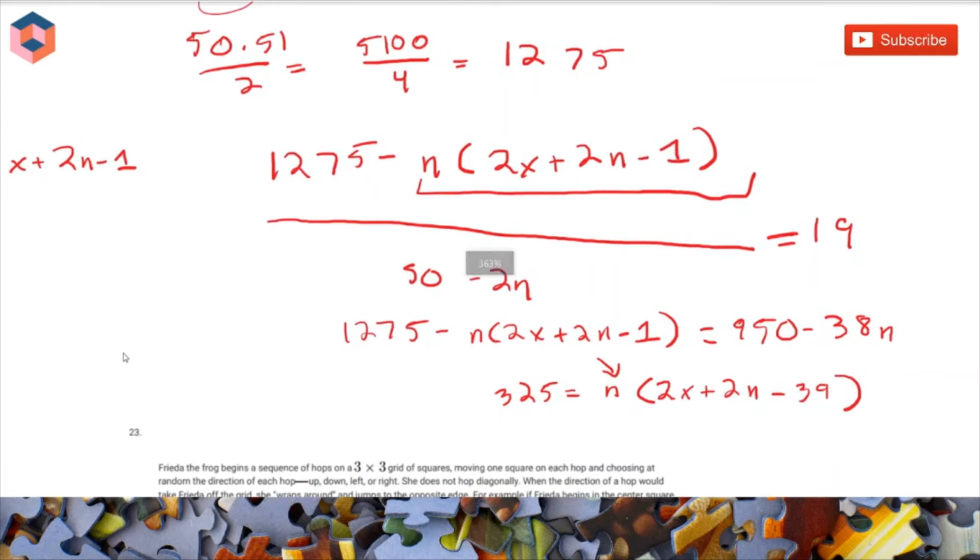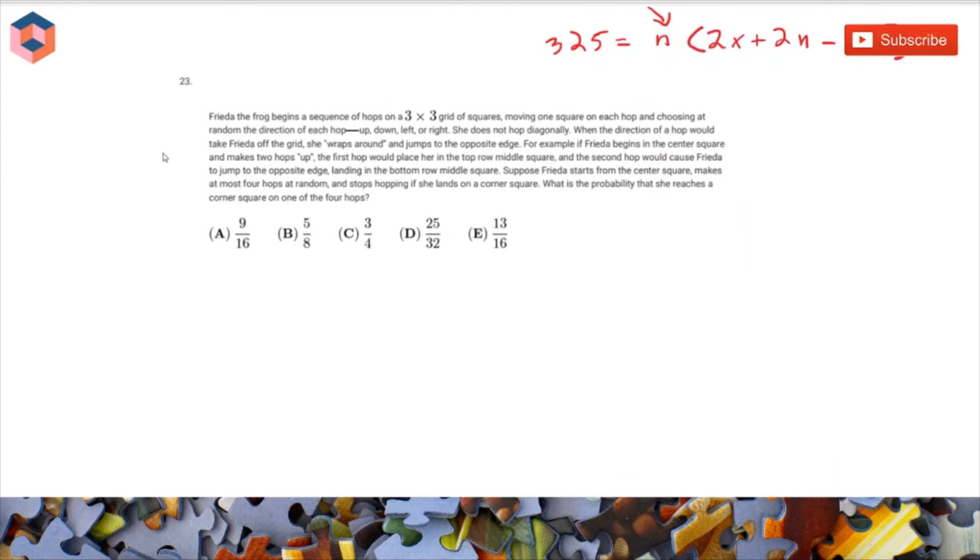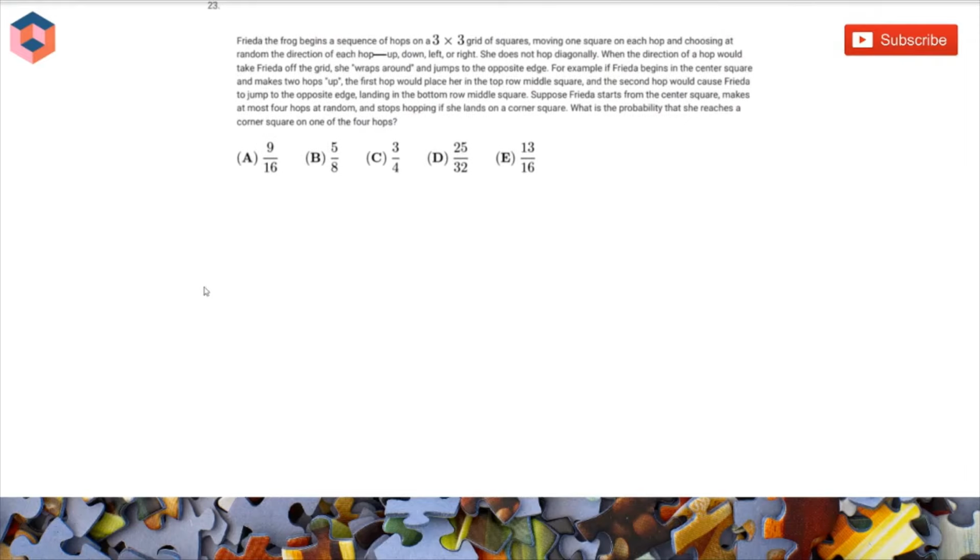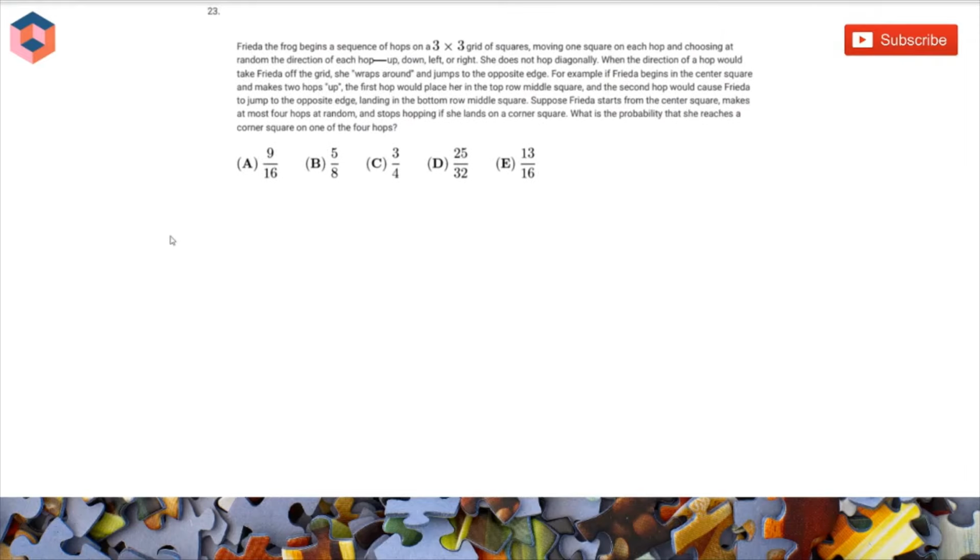Problem number 23, a very good problem on this test. Frida the frog begins a sequence of hops on a 3x3 grid of squares, moving one square on each hop and choosing at random the direction of each hop: up, down, left, or right. She does not hop diagonally.